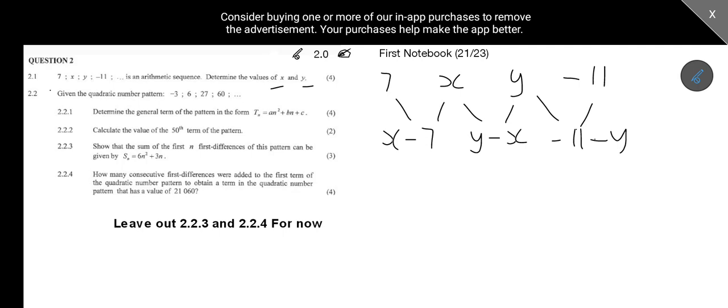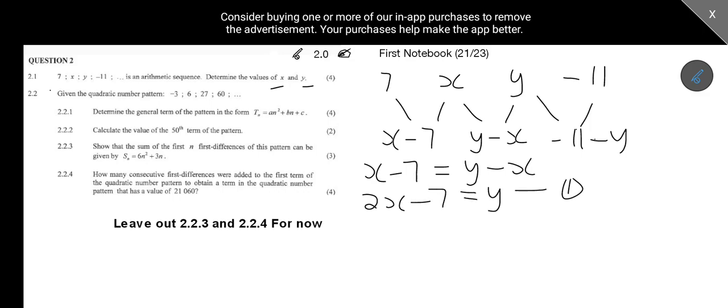This means that x minus 7 is equal to y minus x, and it's also equal to negative 11 minus y. So let's start. We say that x minus 7 is equal to y minus x. We're going to make y the subject by taking the minus x on the right side to the left hand side. This means that 2x minus 7 is equal to y, and this is the first equation.